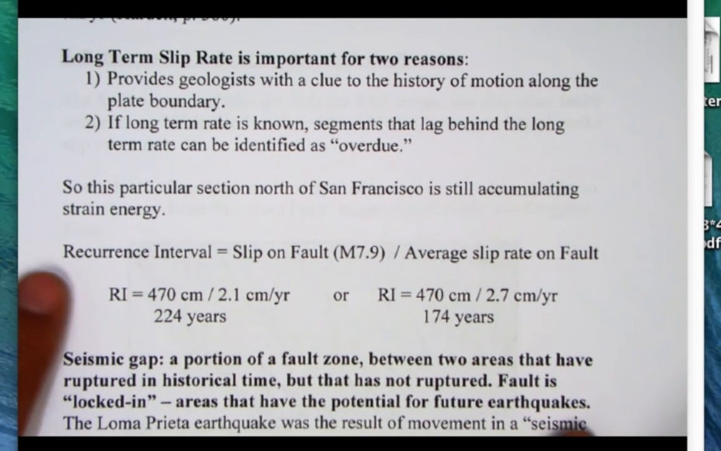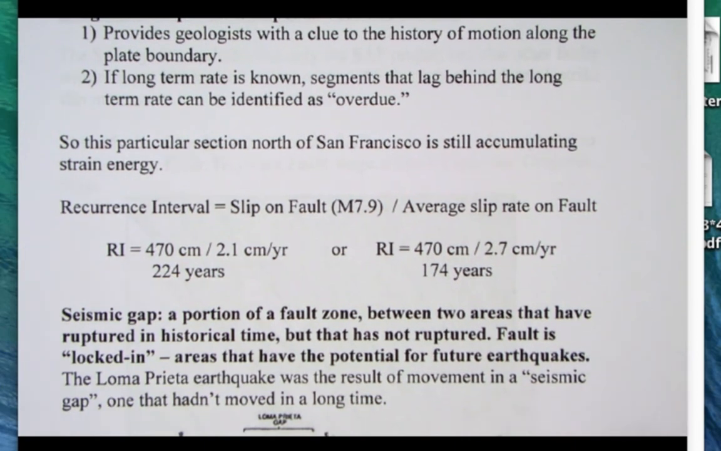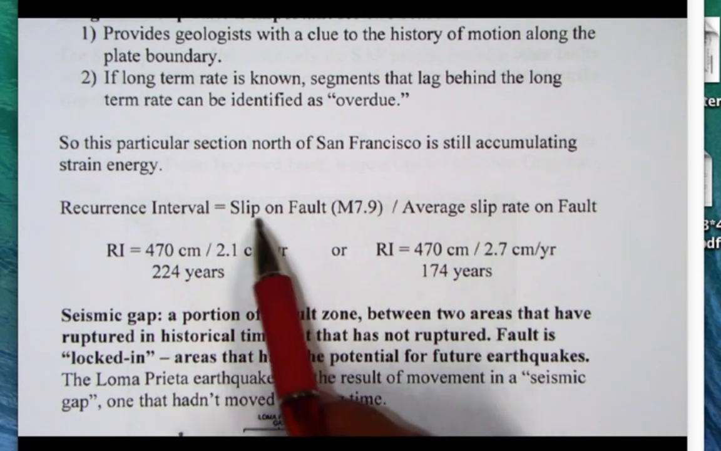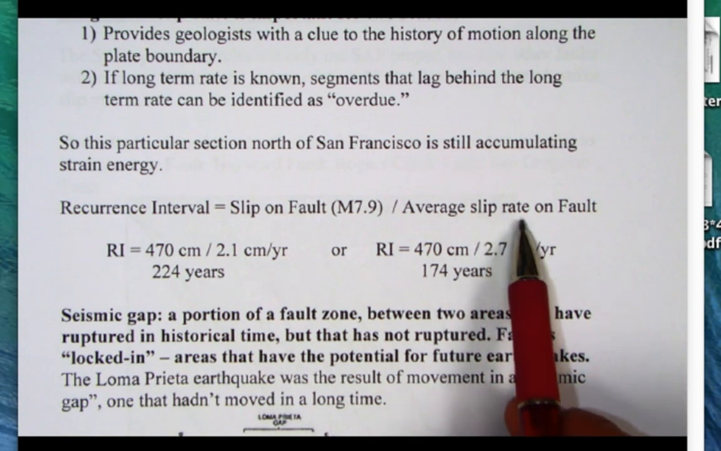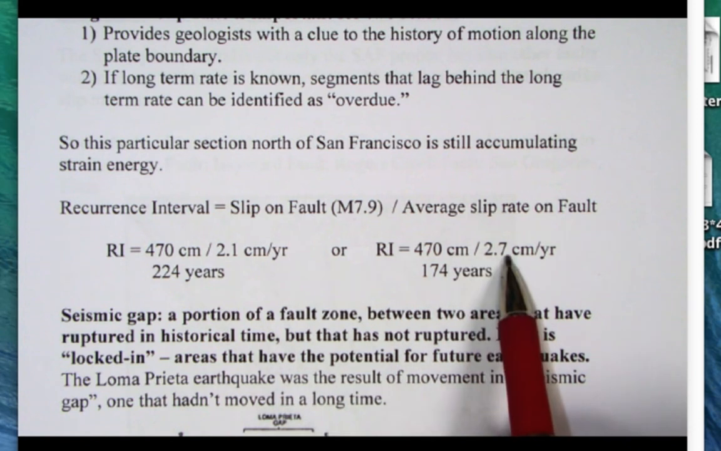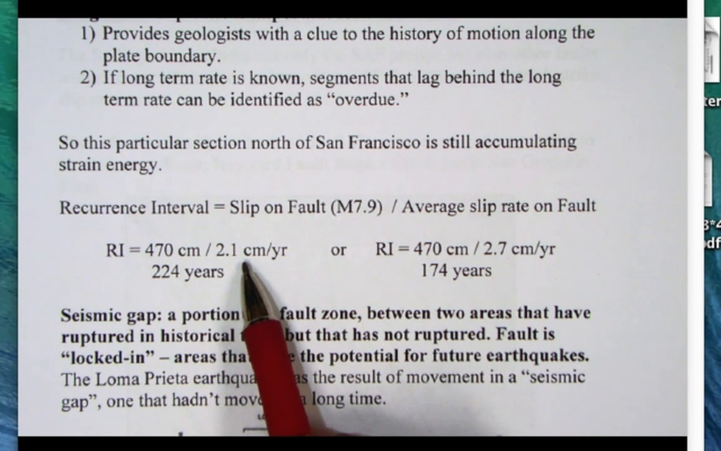And so we can actually do a little calculation, and this is called a recurrence interval. So how often would we expect to have a magnitude 7.9 earthquake in the San Francisco region, north of San Francisco, along that part of the fault? And the way we do it, we take the slip in the fault during that earthquake, which was 470 centimeters, right, or 4.7 meters, and we divide it by the average slip on that fault for that particular area of the fault, and we figured out it's anywhere from 2.1 to 2.7 centimeters per year. So once we reach those numbers, then we're accumulating strain, and we can have another earthquake of that magnitude.